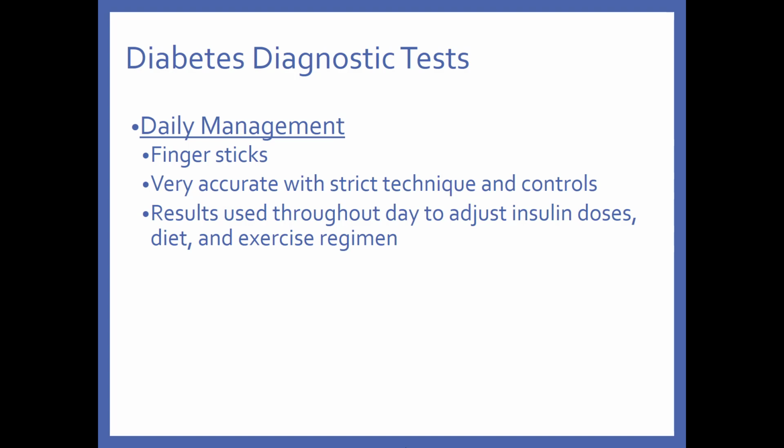So daily management of the disease, of course at home, they may need to be doing multiple finger sticks throughout the day. Make sure that the patient knows good technique on how to check blood sugars, cleaning with alcohol before checking, and then they should use the results of their blood sugars to adjust insulin doses throughout the day, maybe adjusting diet and exercise regimen as needed in order to maintain good glucose control.